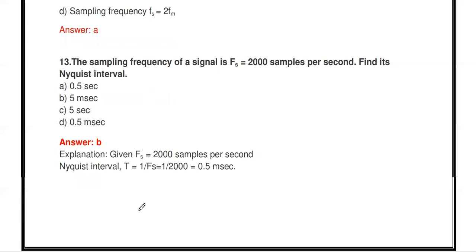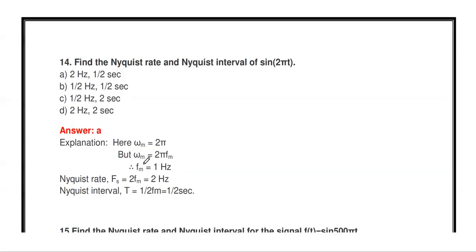Next one. So we have to see the problems related to this sampling process. Here you see the sampling frequency of the signal Fs equal to 2000 samples per second. Find its Nyquist interval. What is meant by the Nyquist interval? The Nyquist interval is nothing but the reciprocal of the sampling frequency. So the Nyquist interval T equal to 1 divided by Fs. So 1 divided by 2000 is 0.5 into 10 to the power minus 3, so 0.5 millisecond. Okay, so this is one of the questions.